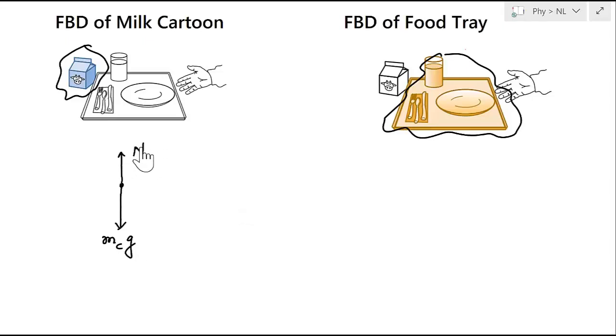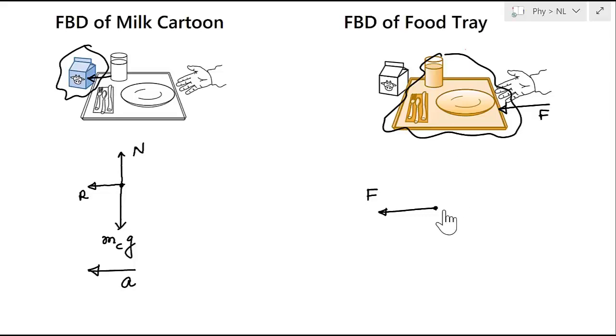Now this tray is applying a force, and the force magnitude is R, as we said earlier. So it is pushing with a force of magnitude R. This is the free body diagram of the milk cartoon, and the milk cartoon is moving in this direction with an acceleration a. Similarly, I can draw the free body diagram of the food tray. What are the forces acting on the food tray? On the food tray, you are applying a force F, which is applied by you.